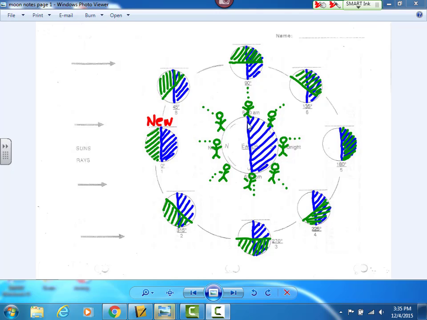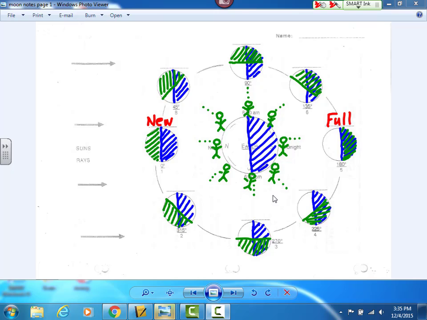Opposite the new moon, over here at position 5, how much of the lighted side can we see? All of it. So this is what we call the full moon, because we can see the full lighted side. If you can remember that for the quiz, new and full are always opposite each other. That may help you figure out where the rest of the phases go.